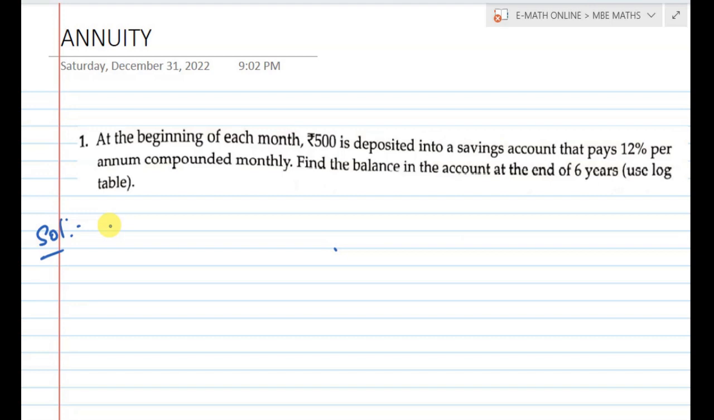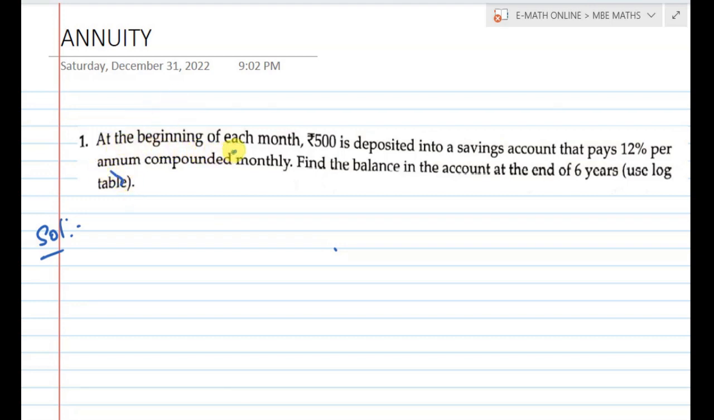In this video, we are going to discuss CBSE 11th class MBE chapter number 14, and the topic name was annuity, and especially the last exercise, which is exercise 14.4, and this is the first question. Let us read this question.